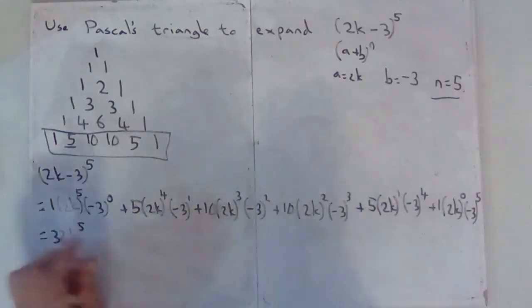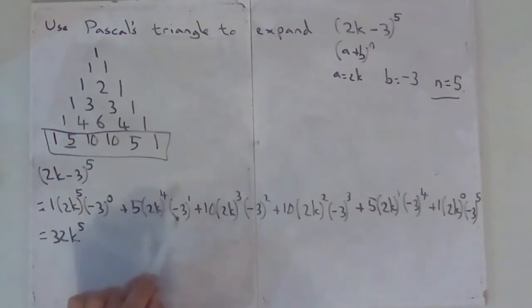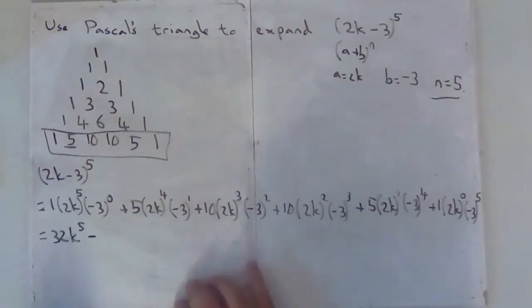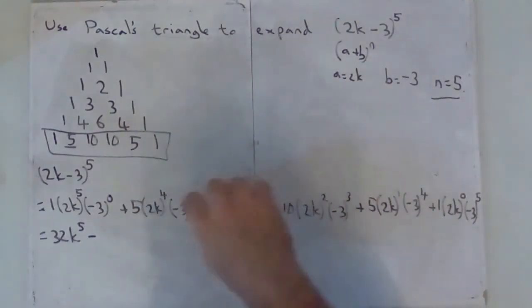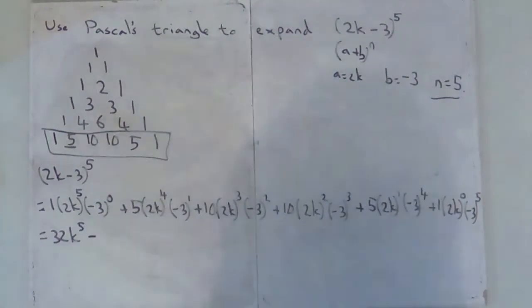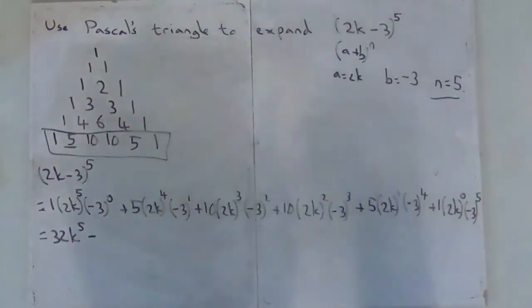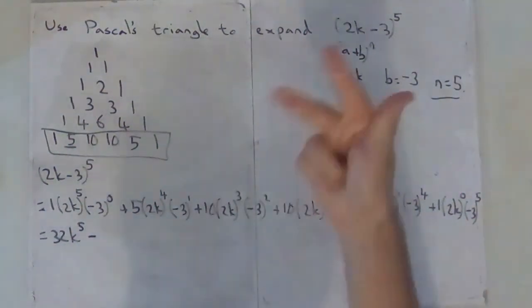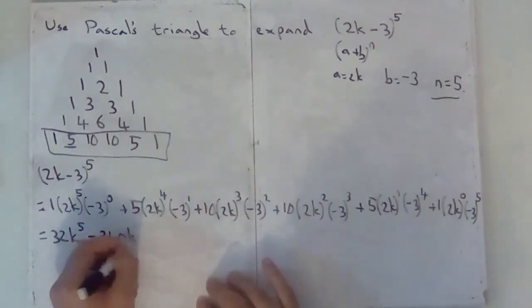Plus, well, I say plus, but if you look at this next term, you've got 5 times 2k to the power 4 times minus 3 to the power 1. So this minus 3 to the power 1 is going to make this thing negative. You could do 2 to the 4 first, or you could do 5 times minus 3, which is minus 15, and then times it by 2 4 times. I think I'm going to do that. So 5 times minus 3 is minus 15, so minus 30, minus 60, minus 120, minus 240, and then you've got k to the power 4 there.